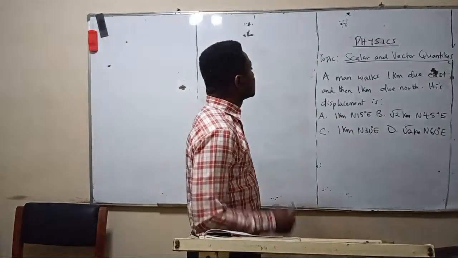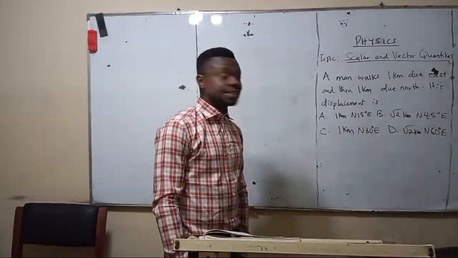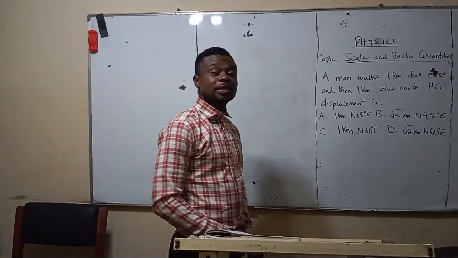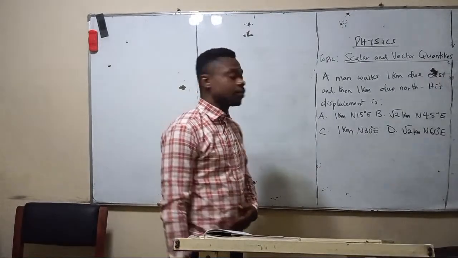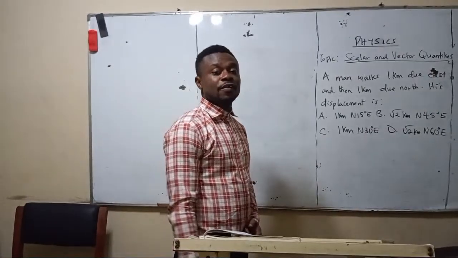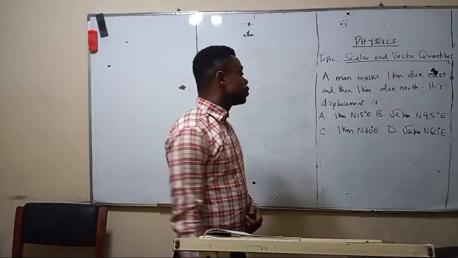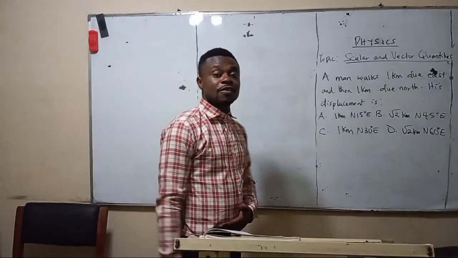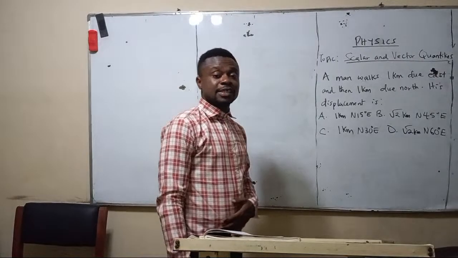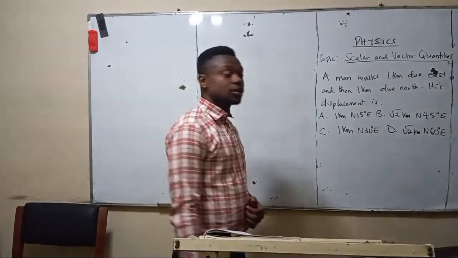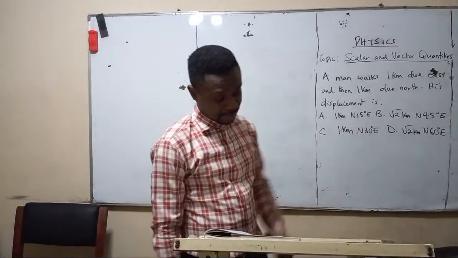The question says, a man walks 1 kilometer due east and then 1 kilometer due north. His displacement is A, 1 kilometer north 15 degrees east, B, root 2 kilometer north 45 degrees east, C, 1 kilometer north 30 degrees east, D, root 2 kilometer north 60 degrees east.